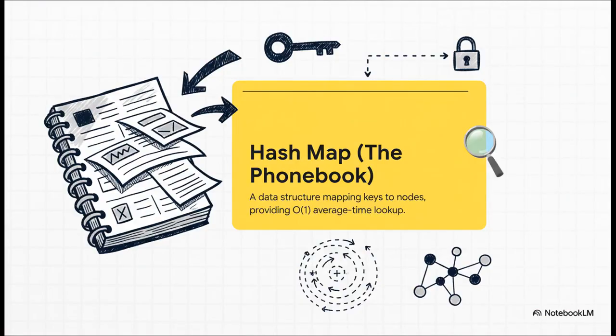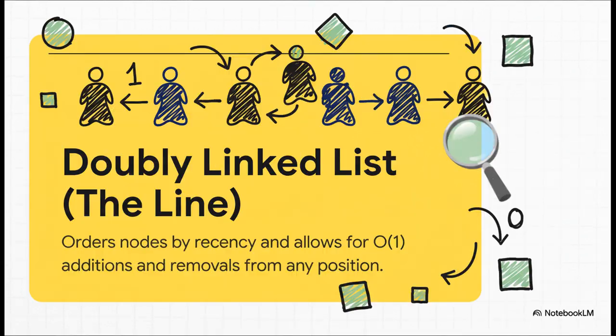That super fast phone book we talked about, in the real world, is a hash map. Its superpower is giving us what's called constant time, or O(1), lookups. Basically, you give it a key, like a person's name, and it gives you back their information almost instantly. It's like a magic index for our data. And what about our line of people? Well, that's a doubly linked list, and it's just brilliant for this. In a doubly linked list, every single item knows exactly what's in front of it and what's behind it.